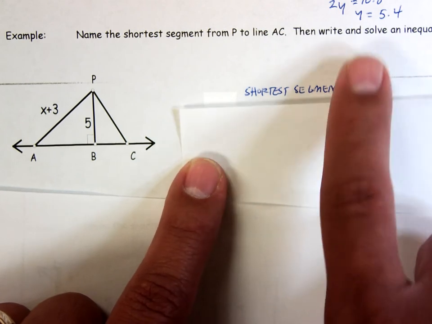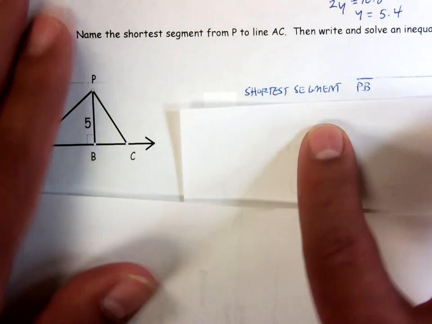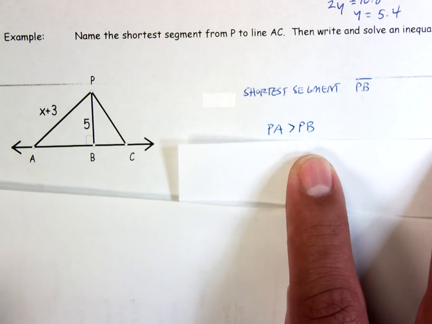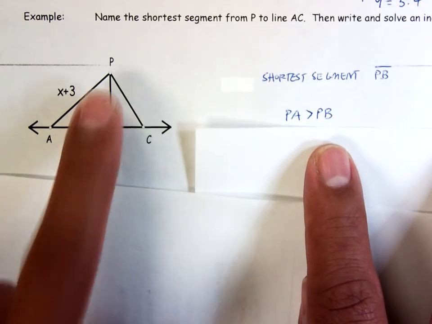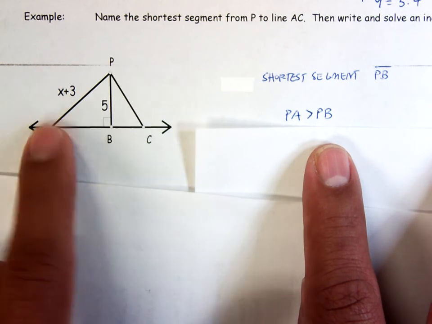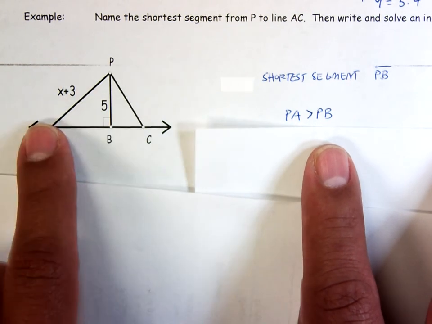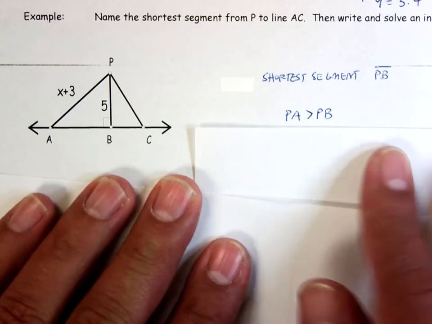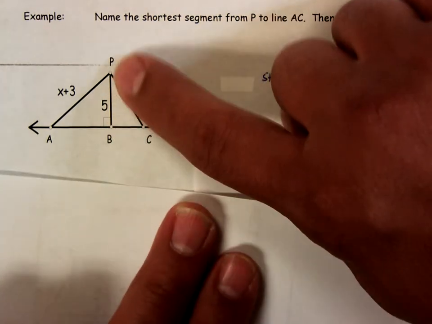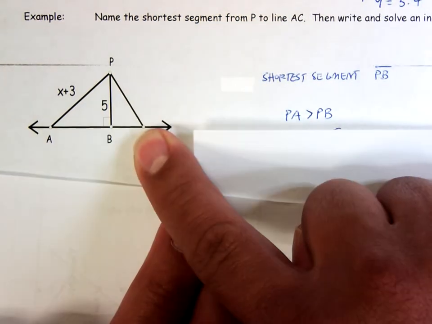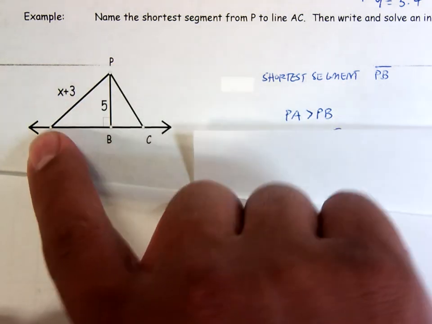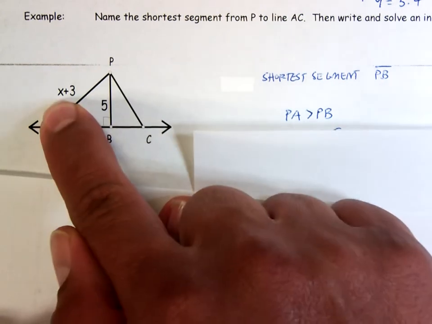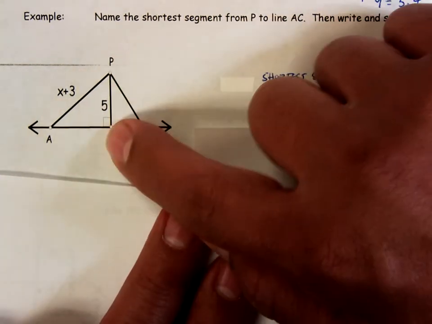Now I'm asked to write and solve an inequality for x. So I'm going to do this first and then I'm going to explain. So if I know that PB is the shortest distance from P to AC, then PA, the distance from P to A, has to be bigger than the distance from P to B. If PB is the shortest distance from P to line AC, then the distance from P to A must be greater. And so the distance from P to A is x plus 3. And the distance from P to B is 5.